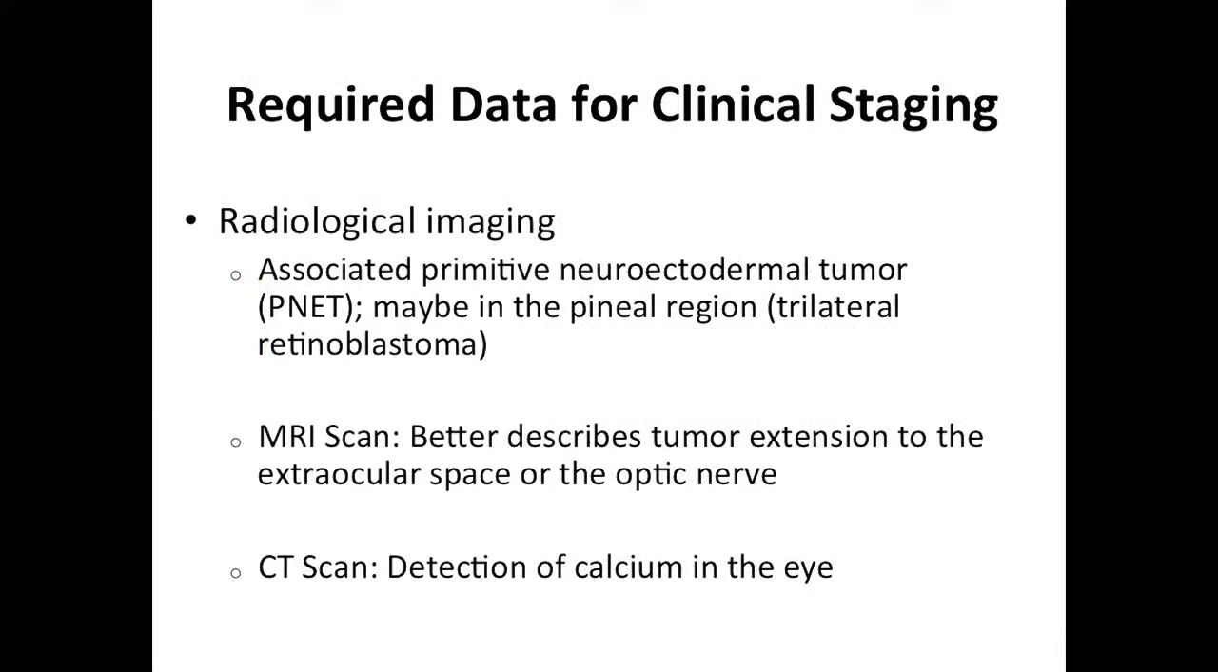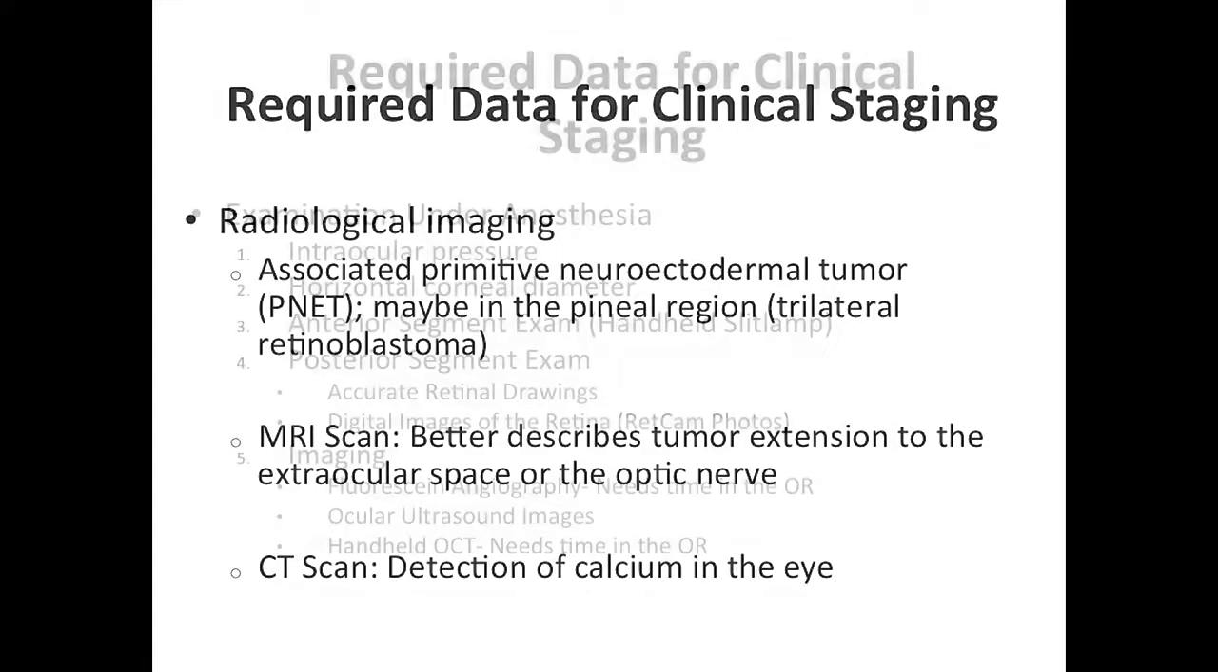What is important for us is the data required for clinical staging, so we should have radiological imaging, wherever possible an MRI scan. MRIs are important for us to look for extraocular extension and to also look for primary neuroendocrine tumor, for us to be able to stage the patient. It is important that we have baseline investigations done.